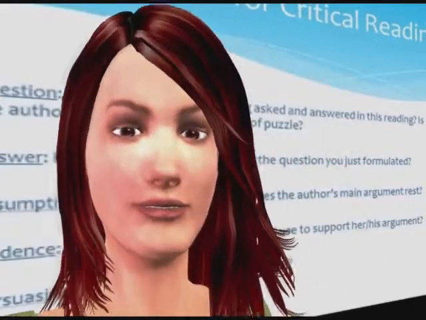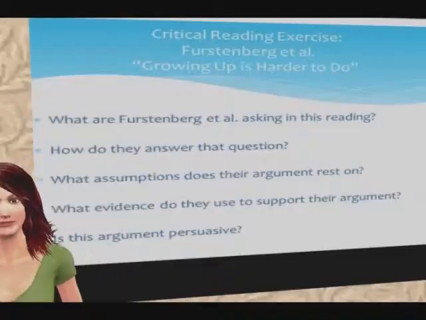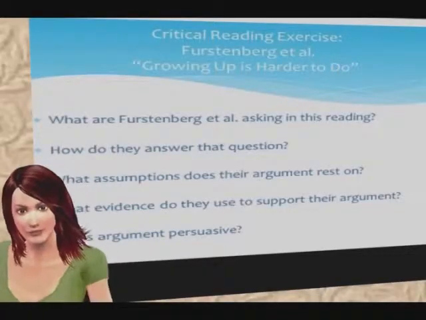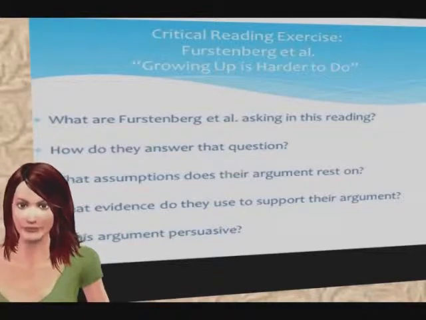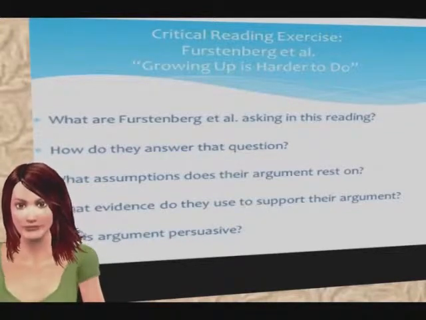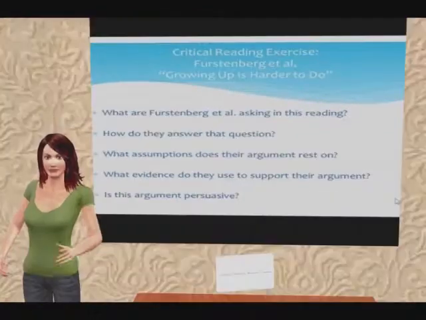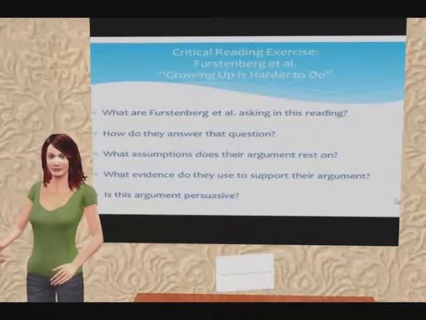We always want to ask, where's the evidence, right? Why are you making that argument? So we definitely want to do that when we're doing this critical reading exercise. And finally, persuasiveness. Is the argument persuasive based on the evidence the author provides? So what I want to do is walk you through this critical reading exercise as it relates to the reading by Furstenberg et al., Growing Up is Harder to Do.